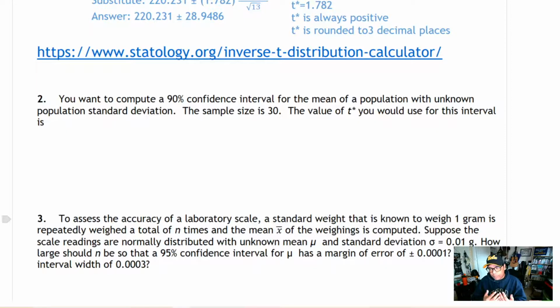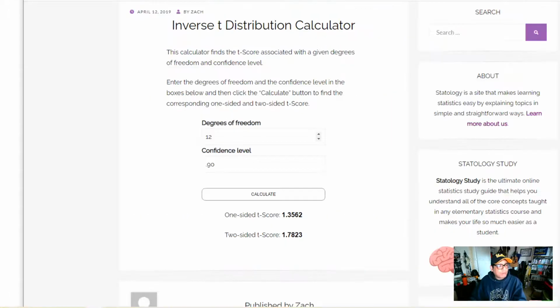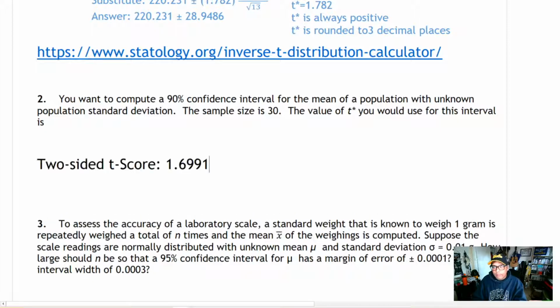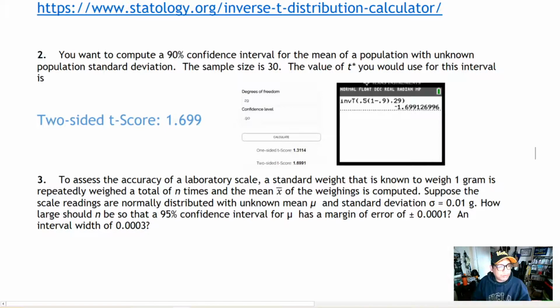Since we've already gone over using the TI calculator, I'm going to go back to Statology and enter in that information. We've got a 90% confidence interval, and our degree of freedom is 29, so let's put a 29 in there. And calculate: 1.699. And that's going to do it for our answer here. We'll just include a couple of screenshots here so that we know how we got that T star.